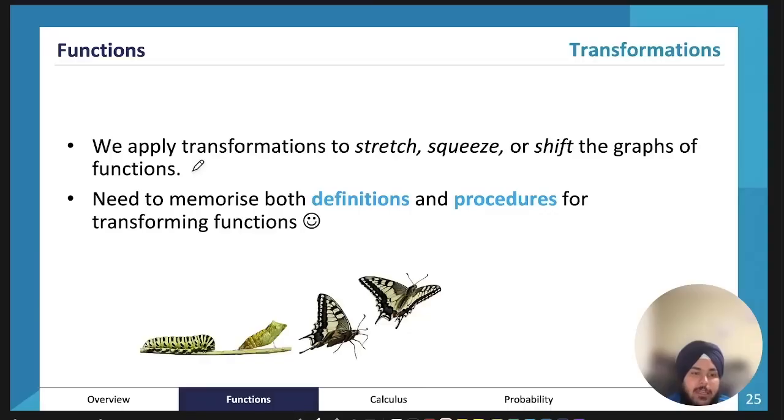Okay, so now we'll move on to the next part of the course, which is transformations. Transformations are really important because they help us graph, essentially. Being able to know what transformations are applied to certain functions, and being able to describe the types of transformations and the order in which they occur, is really important. So we need to memorize both the definitions and also the procedures for transforming functions.